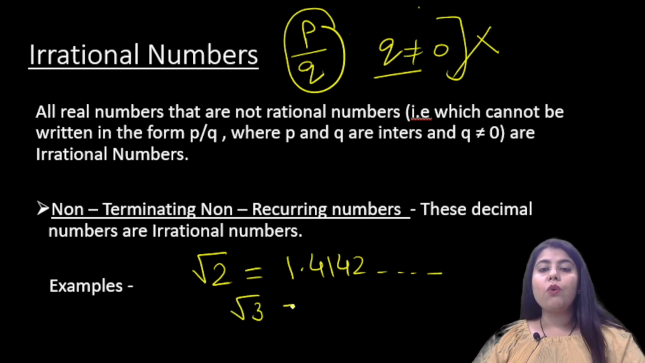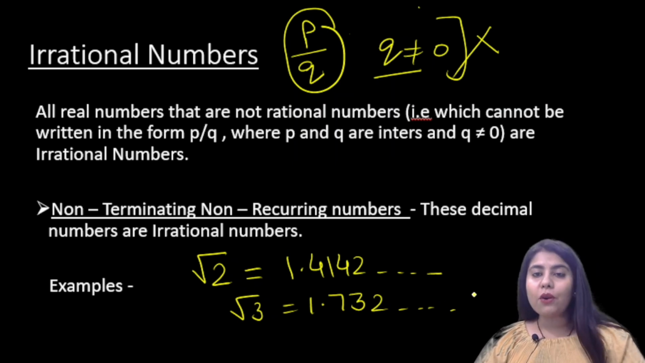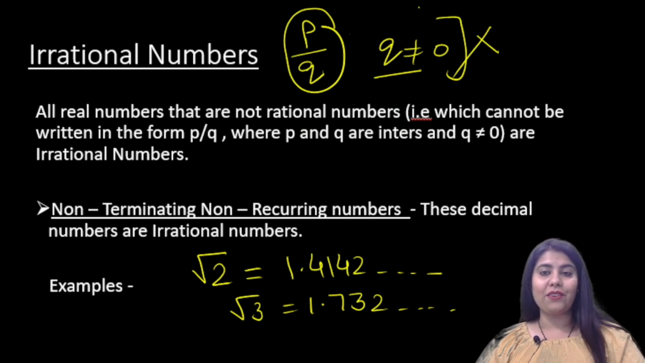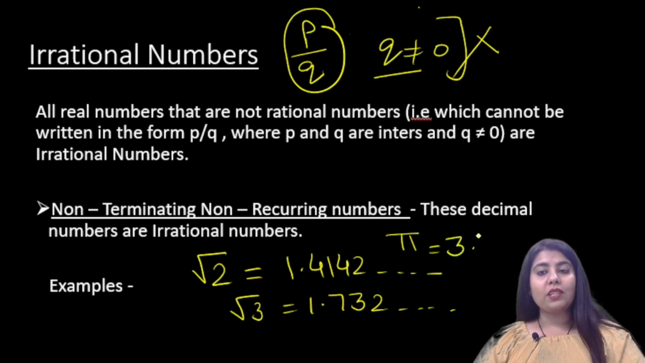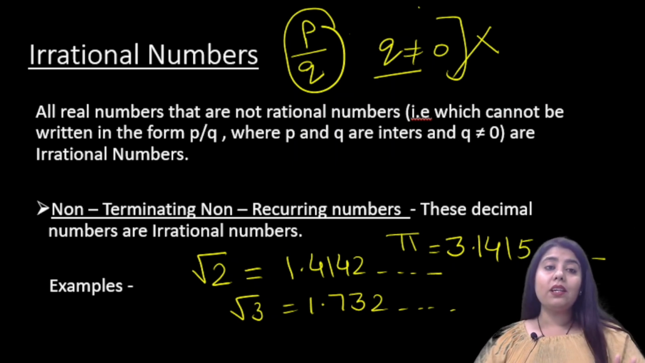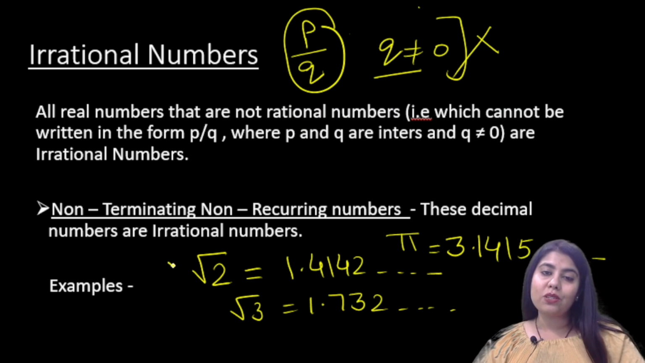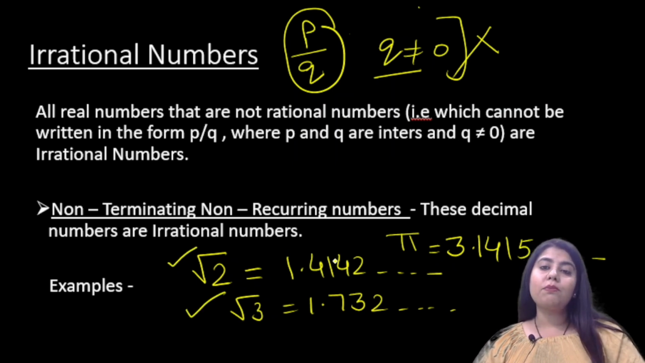Similarly, root 3 is 1.732 and so on. It is also non-terminating and is not following any pattern. So it is a non-terminating, non-recurring number. There is one more example of a non-terminating, non-recurring number, that is an irrational number, that is pi. We all know about pi. Its value is 3.1415 and so on. It is also non-terminating, non-recurring, and hence we can say that every non-terminating, non-recurring number is an irrational number. As root 2 is an irrational number, root 3 is an irrational number, pi is also an irrational number, and hence we can get many more examples of irrational numbers.